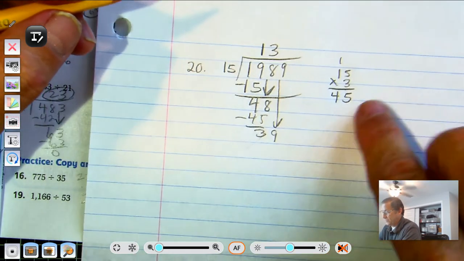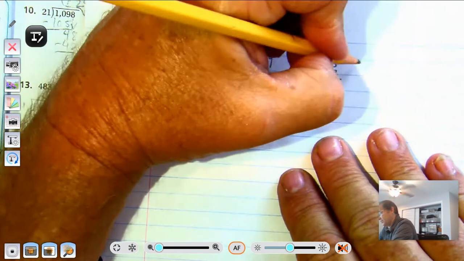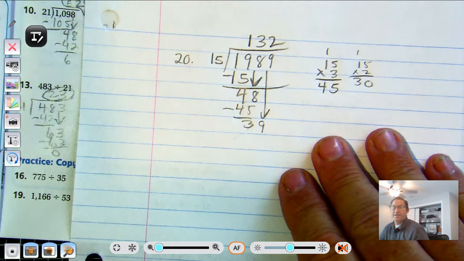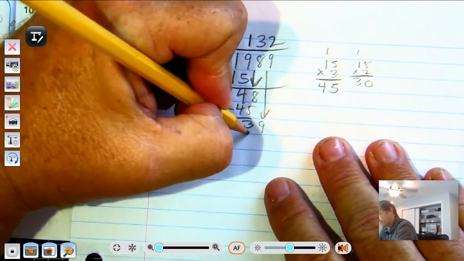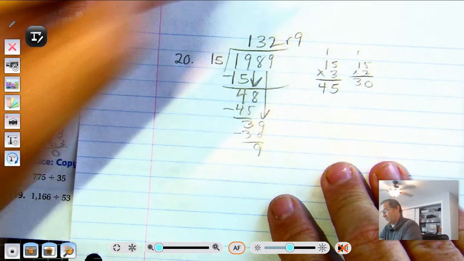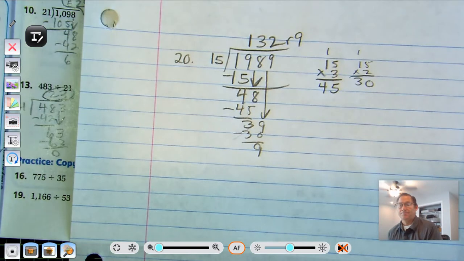So 15 times 3 is too big, so let's try 15 times 2. That's 30. Okay. Subtract, we're left with 9. So we're saying our answer is 132, remainder 9.